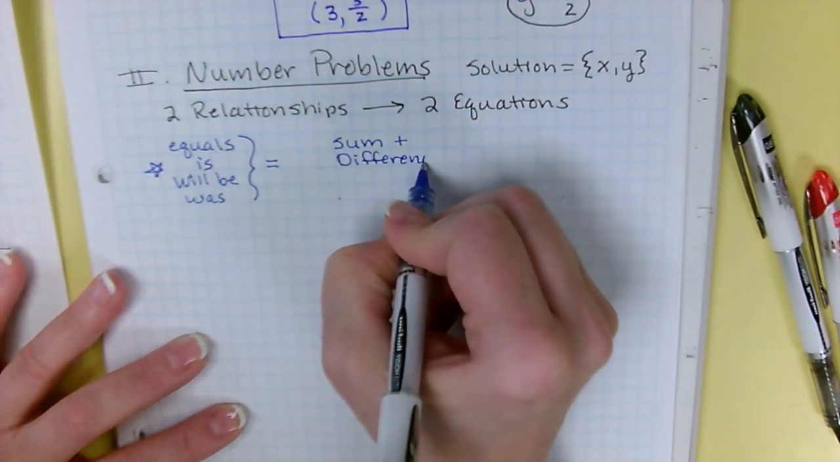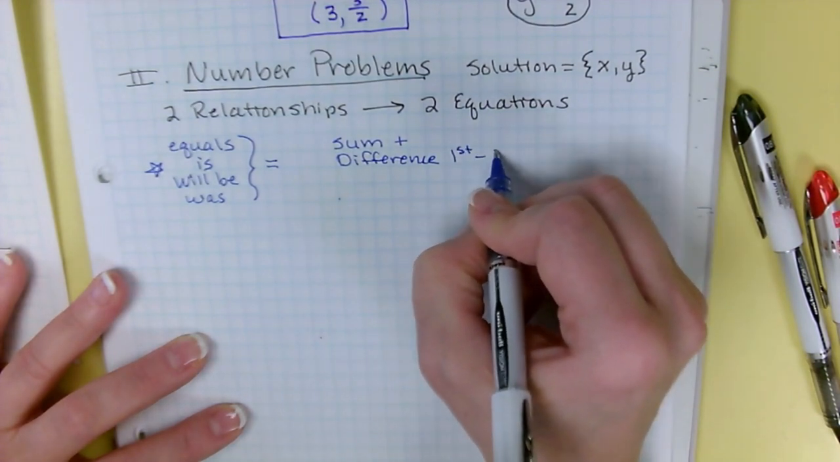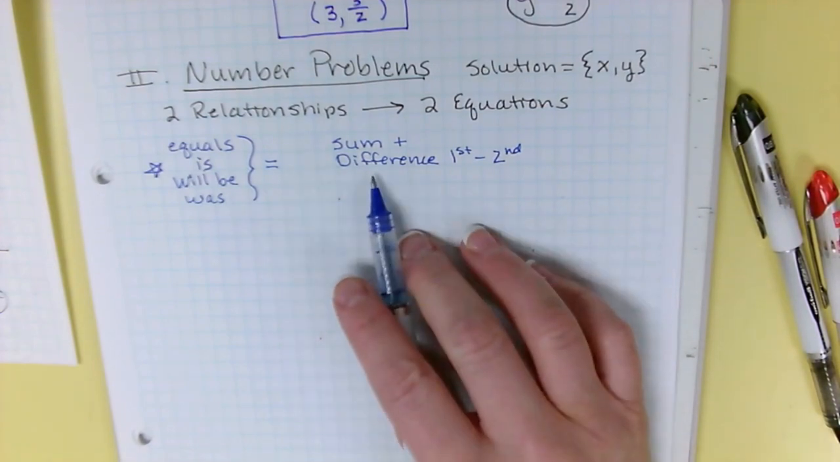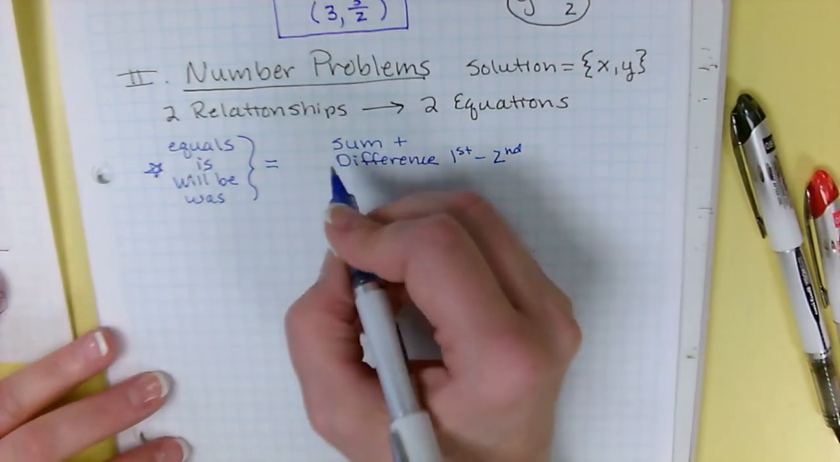difference. Difference is subtraction. It's the first number minus the second number that they give you. So like the difference of 4 and 2 is 2. The difference of 2 and 4 is -2. So in this one, the order matters. The first number comes first minus the second number.